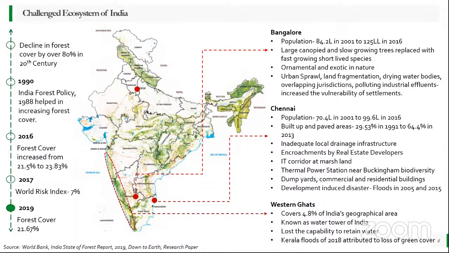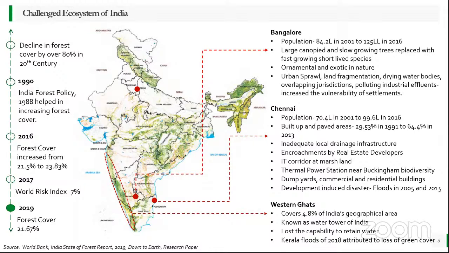And then it is only possible if the environment is healthy and intact. Then if we look at the different city regions of India, the Western Ghats cover 4.8% of India's geographical area, and it is also known as the water tower of India. It lacks the capability of retaining water due to different developments, and recently the Kerala floods of 2018 have also been attributed to loss of green cover.